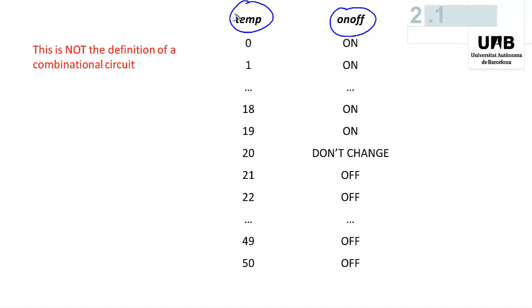Why? If you only know that the temperature is equal to 20 degrees, you cannot decide with this table whether the output signal is equal to on or to off. You say that the system has a state, so that the value of on-off is not a function of the value of the input temp at the same time. The system must have some kind of internal memory.